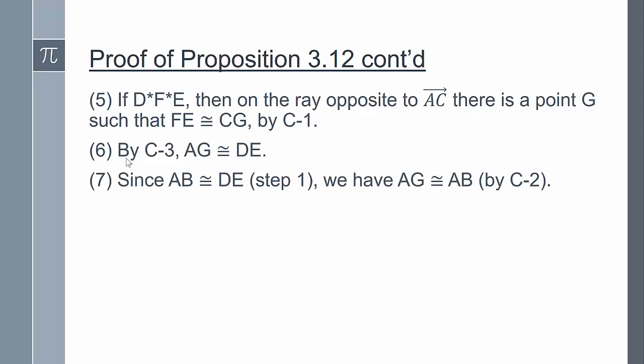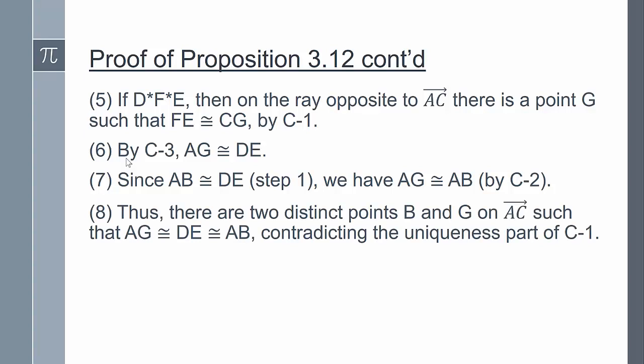And since AB is congruent to DE, which we assumed in step 1, then we have that AG is congruent to AB by Congruence Axiom 2. Thus, there are two distinct points, B and G, on ray AC, such that AG is congruent to DE, which is congruent to AB. But again, this contradicts the uniqueness part of Congruence Axiom 1. So therefore, F cannot be between D and E, and therefore E is between D and F, and that finishes the proof of proposition 3.12.